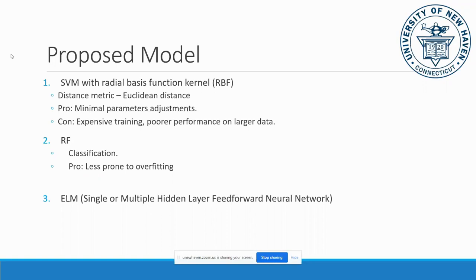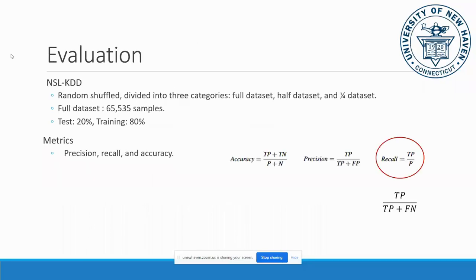Oh, by the way, if you have 2 or more hidden layers in a neural network, it's called a deep neural network. So how do they evaluate? Well, they have the NSL-KDD dataset. They separated this dataset into 3 subclasses: the full dataset, the half dataset, and 1/4 of the dataset. Of course, they're testing upon the size of the dataset. The full dataset has about 65,000 samples. They did an 80-20 split.